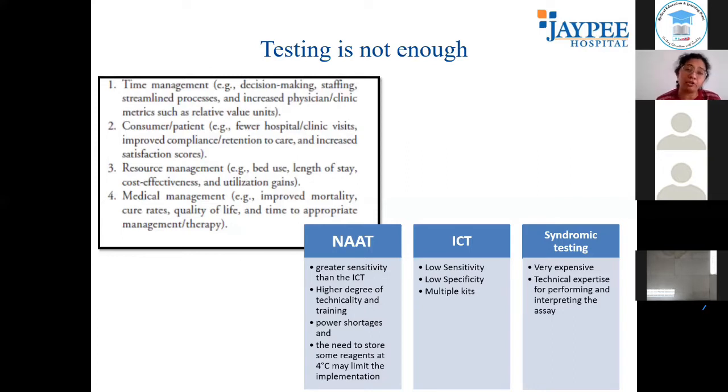And medical management, obviously, what is the morbidity, mortality, whether the cure rate is good, and time to appropriate therapy, and the antibiotic usage, the stewardship. So these are all, only doing the test is not enough.